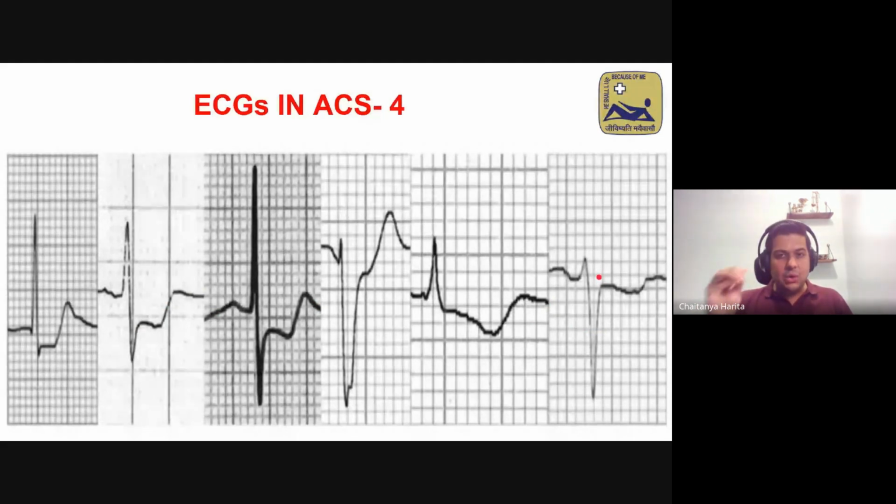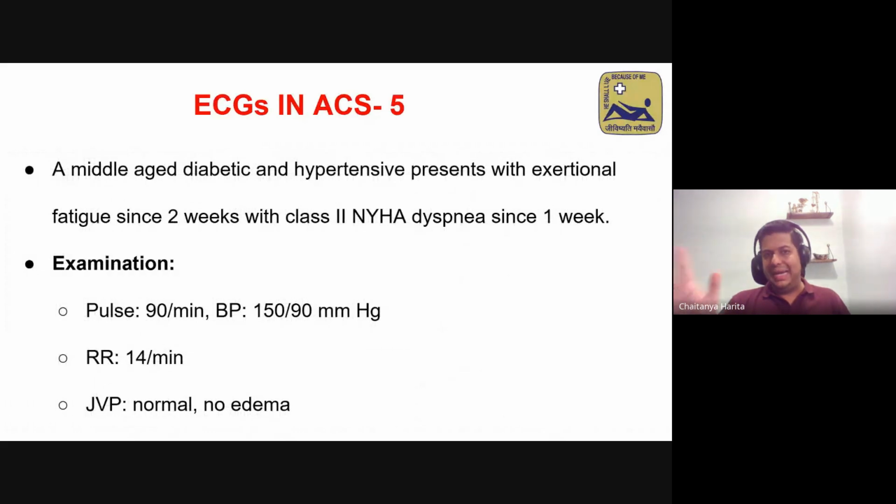So you have to really look at an ECG carefully to pick up NSTEMI. The last ECG for ACS, I thought I'll just put this up. A middle-aged diabetic and hypertensive presents with exertional fatigue with class 2 dyspnea for 1 week. BP 150/90, pulse normal, respiratory normal, JVP normal, everything is fine. He's just got exertional fatigue.